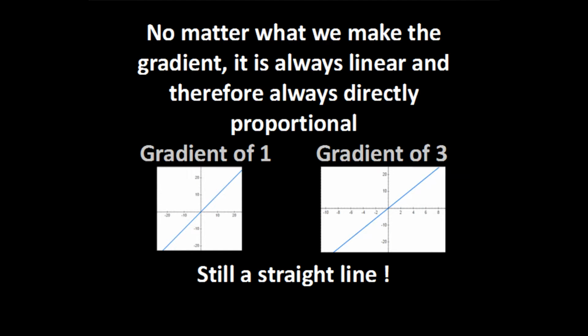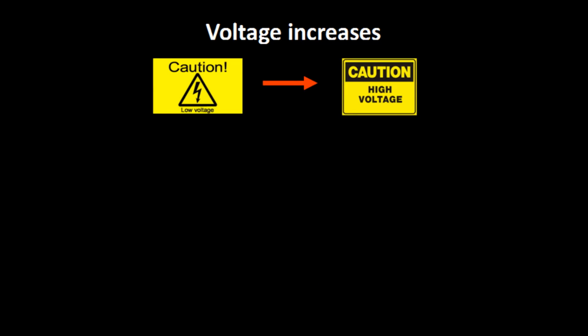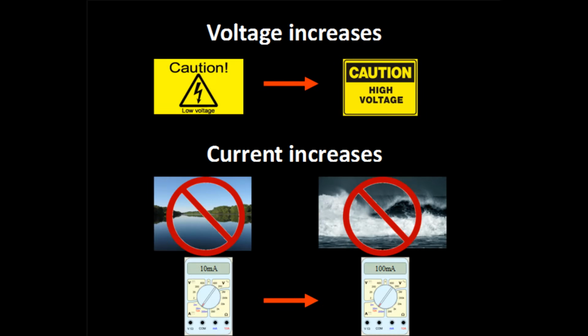This idea can be carried over to V equals IR to demonstrate that no matter what the current, voltage will always be directly proportional to the current. That is, as voltage increases, current increases. But of course we're talking electricity here, not water.